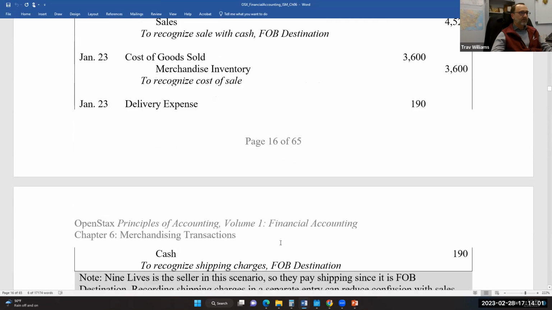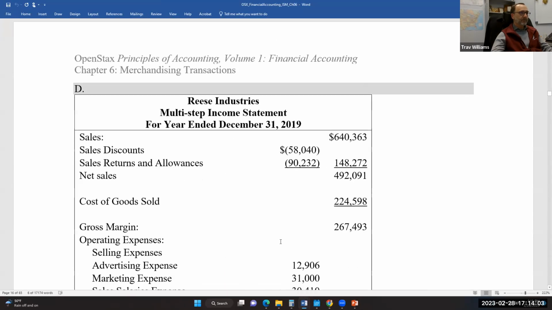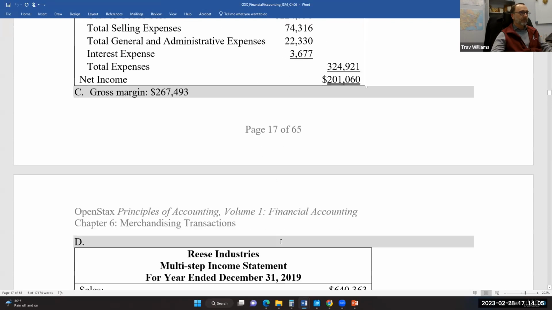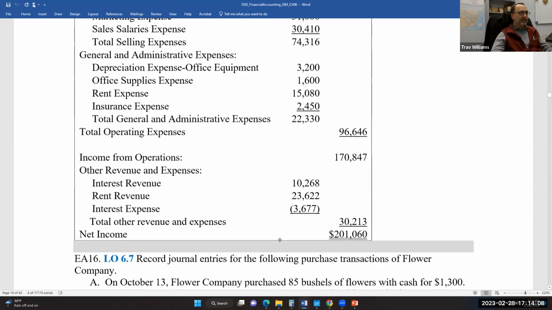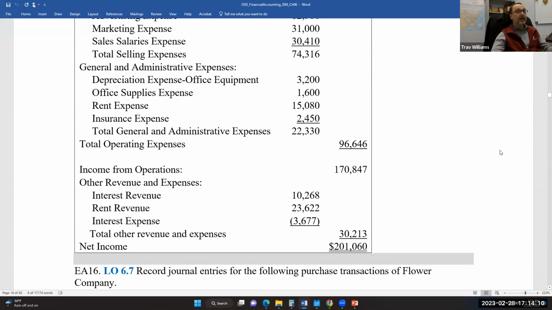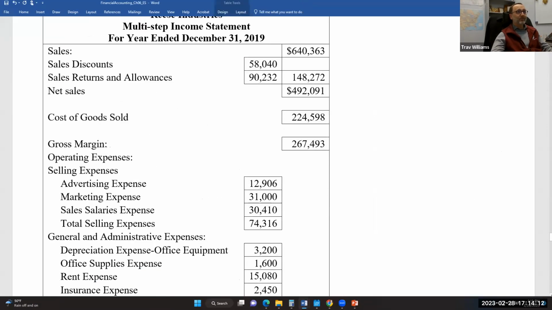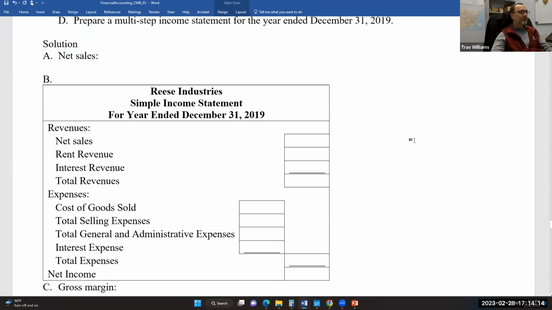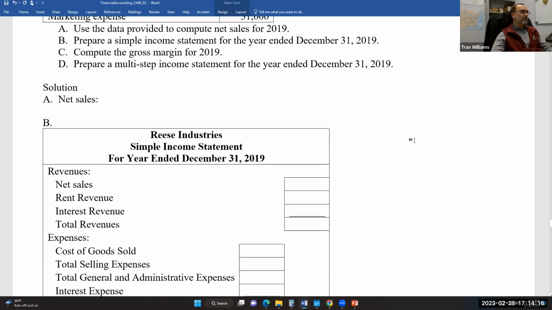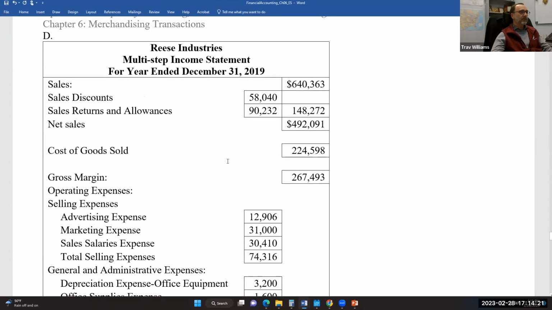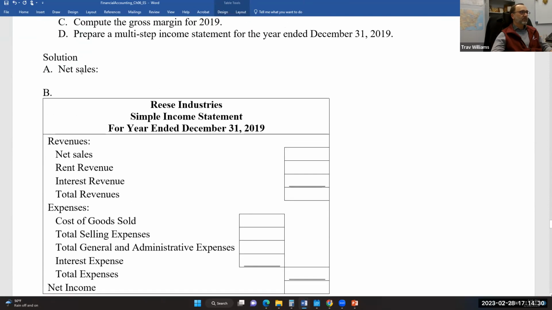Where are we here? Keep going, there we go, okay. Okay, so we solved part D. We got 201,060. However, I forgot we have to go back and do A, B, and C, right? So part A, we've already calculated net sales. If we go to D, remember net sales we determined was $492,091. So we can just put that right there.